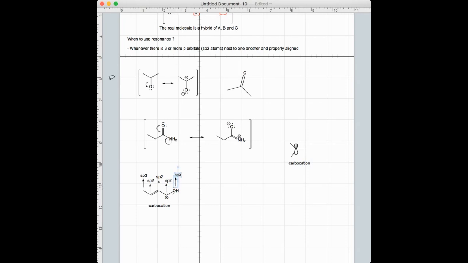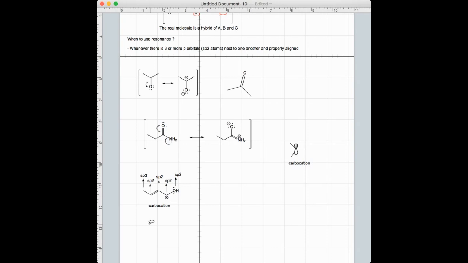What do you guys think? So it's an sp2 hybridized atom because we have an atom with lone pairs next to a charge, a carbocation. So once again, lone pairs next to a double bond, that's sp2. Lone pairs next to a carbocation, that is sp2 as well. Okay.